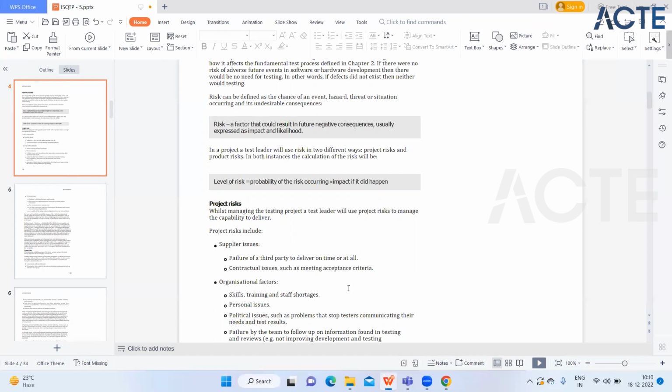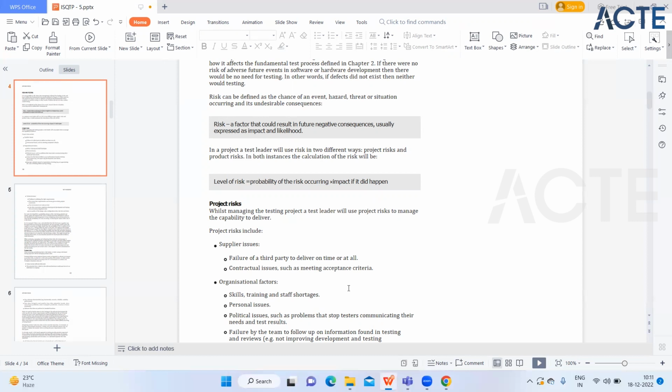So for example, we have a dependency to deliver something from the third party, and it is not delivered on time, and we are just blocked because of this. So it's a kind of supplier issue, because they have to supply, but we are just blocked and they have not supplied it on time.